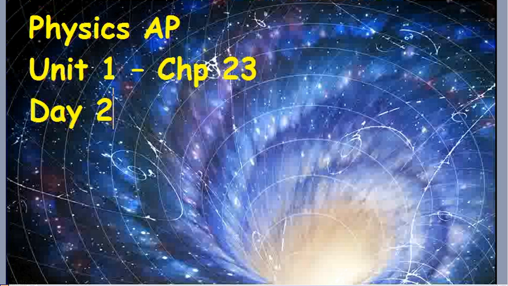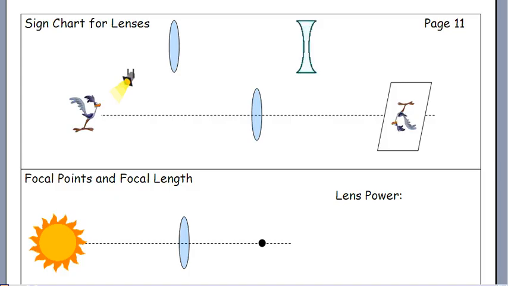So this lesson here is for the second day of our Unit 1, which is Geometrical Optics. It's chapter 23 in the textbook. And today we're going to start to look at how you can figure out exactly where these images are going to be formed.